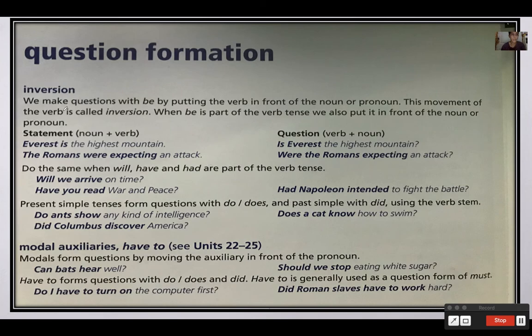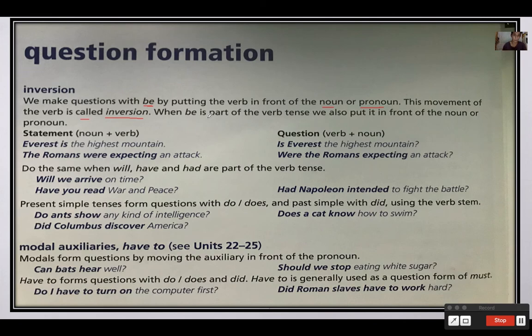We make questions with the verb be, am, is, are, was, were, or will, or have, or has, by putting the verb in front of the noun or pronoun. So we have to switch them. This movement of the verb is called inversion. When we make that change, the name is inversion. When be is part of the verb tense, we also put it in front of the noun or pronoun.